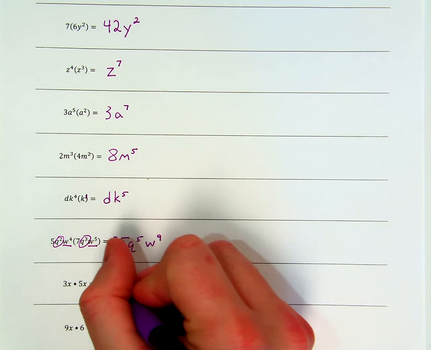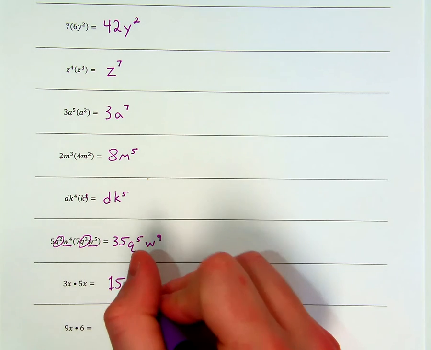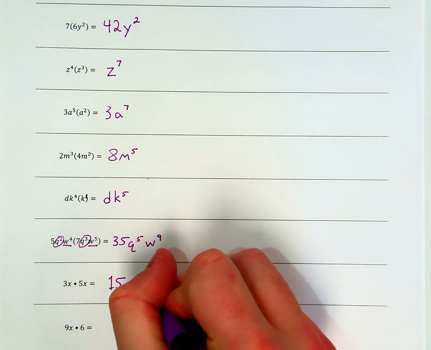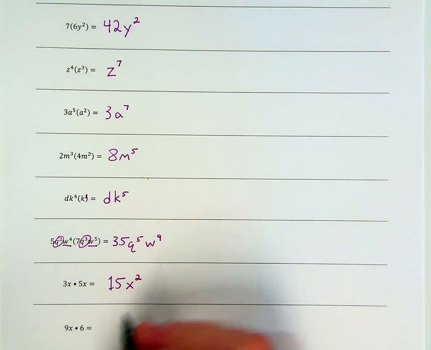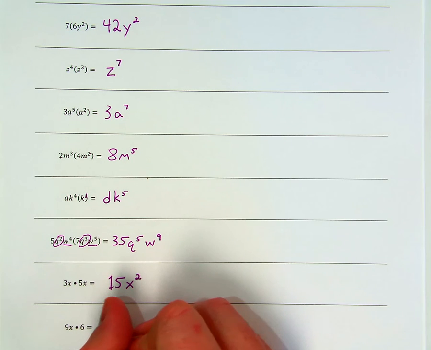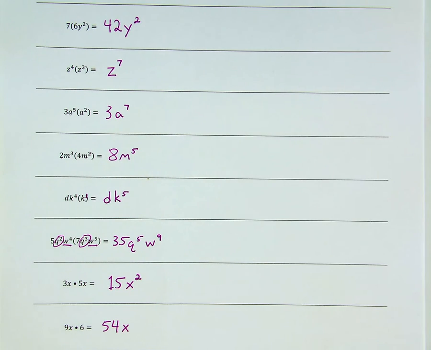The next one, 3 times 5 is 15. X times x, it's like having 2 single x's multiplied against each other, x squared. So 15x squared. And the last term, 9 times 6 is 54, and there's just a single x to tack on to the end.